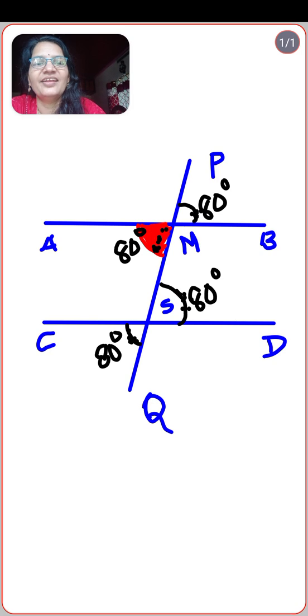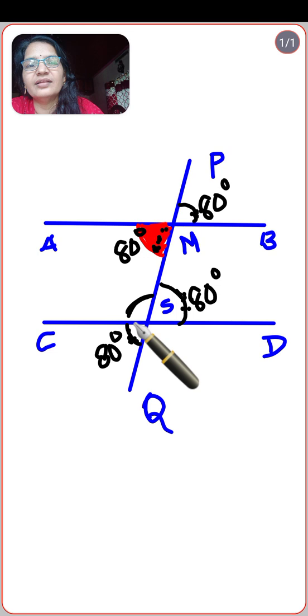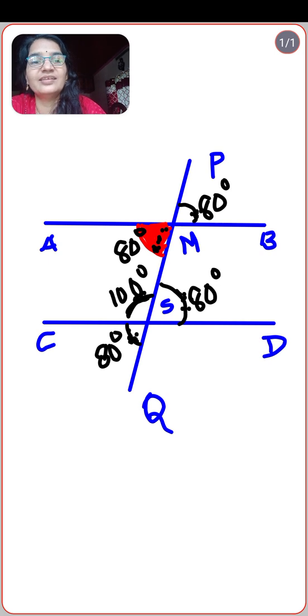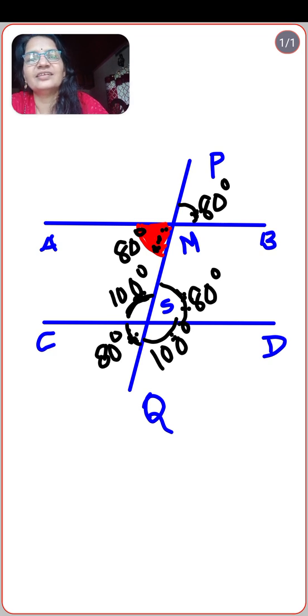Okay. Now, can you see the angle measurement of this angle? What will be the angle measurement of this one? Very good. It is 100 degree. Why is it 100 degree? Linear pair of this 80 degree angle. So it is 100 degree. Can you see another 100 degree angle? Here is one. Because these two 100 degree angles are opposite angles, isn't it? And another 100 degrees here.